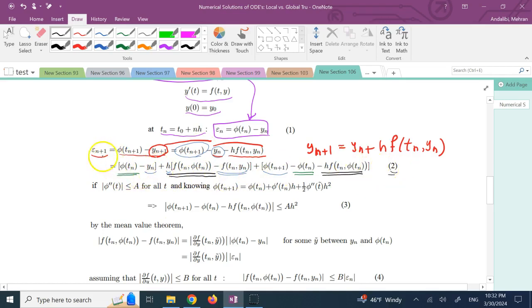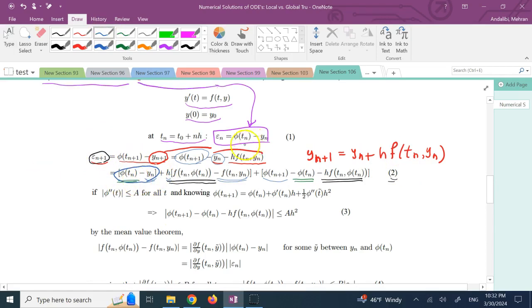Now each portion of this formula 3 for epsilon of n plus 1 has a meaning. What is this one? Well, clearly this is the error in the previous step. That is exactly the definition of epsilon n. So this is epsilon n. So epsilon n plus 1 equals epsilon n plus. Let's take a look. What is the third term here? So let's look at this third term, this last bracket.